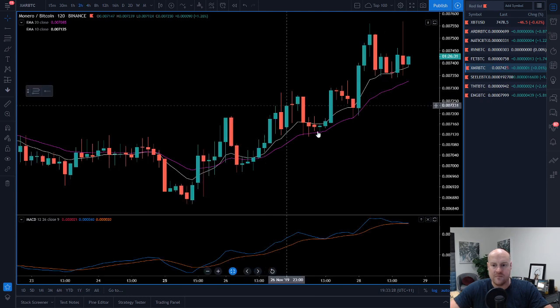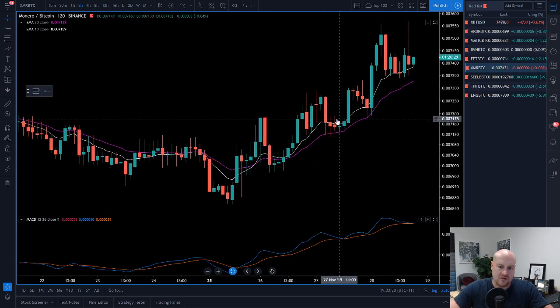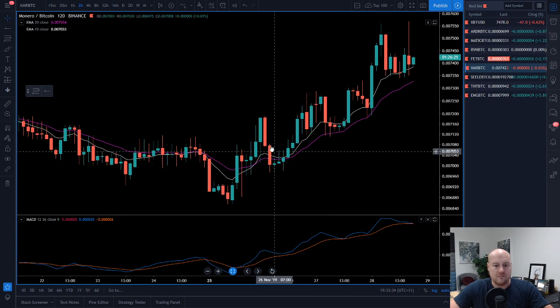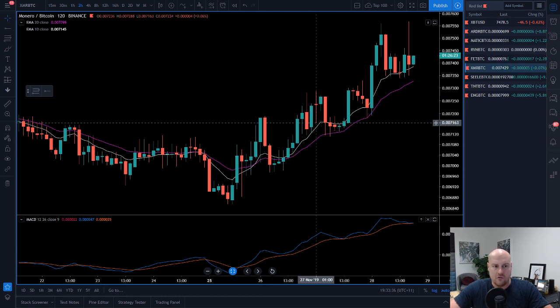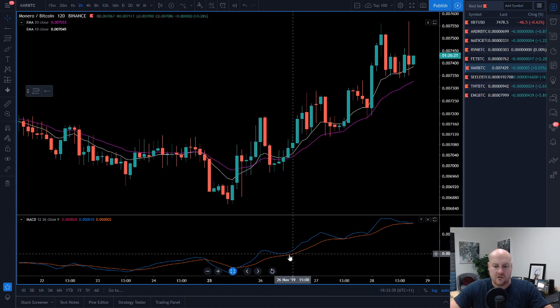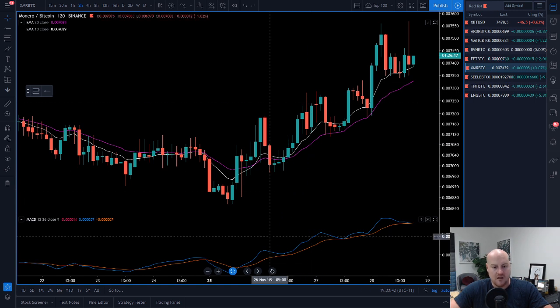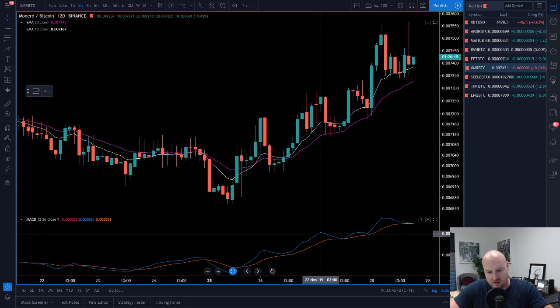Let's look at the 2 hour. Now look at this. Look at that, an absolute beauty. Trend, higher low, higher high, moving averages in the correct order. Convergence of the indicator as price makes a higher high. MACD down here is making a higher high as well.